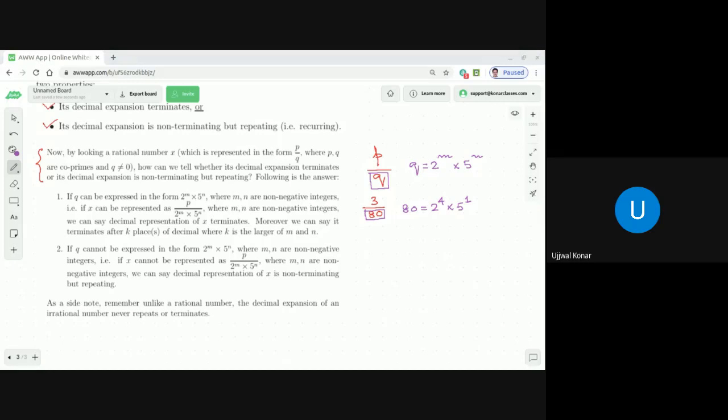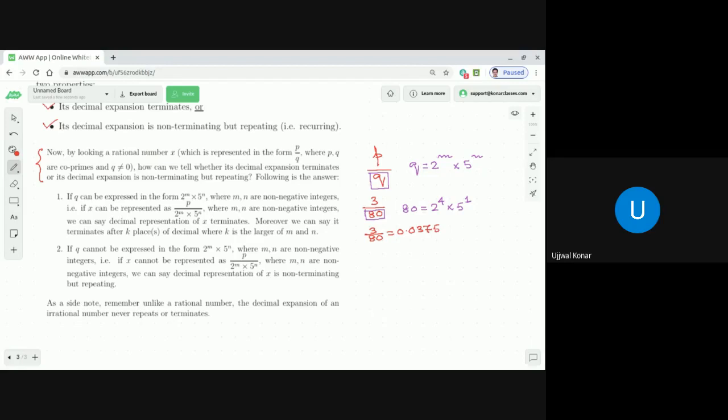Now, dear students, if you make a long division of 3 by 80, what are you going to get? You are going to get 0.0375. You see, after 4 decimal places, it actually terminates. These are the 4 numbers after the decimal point.